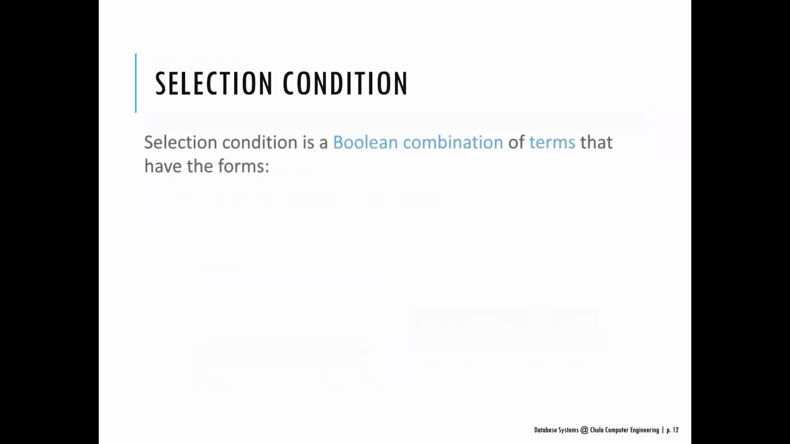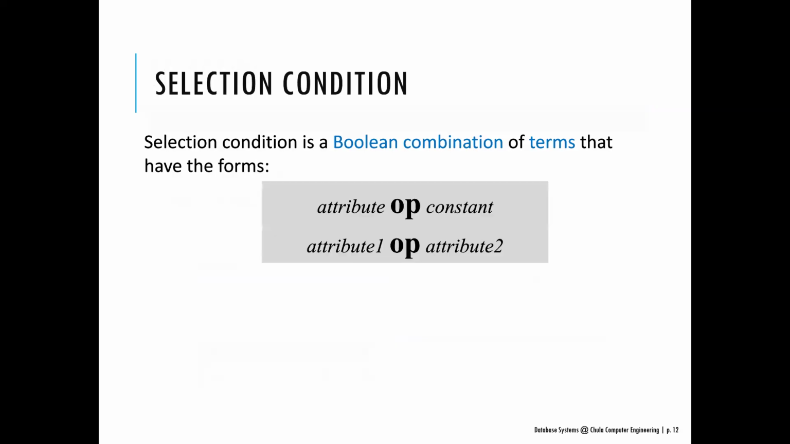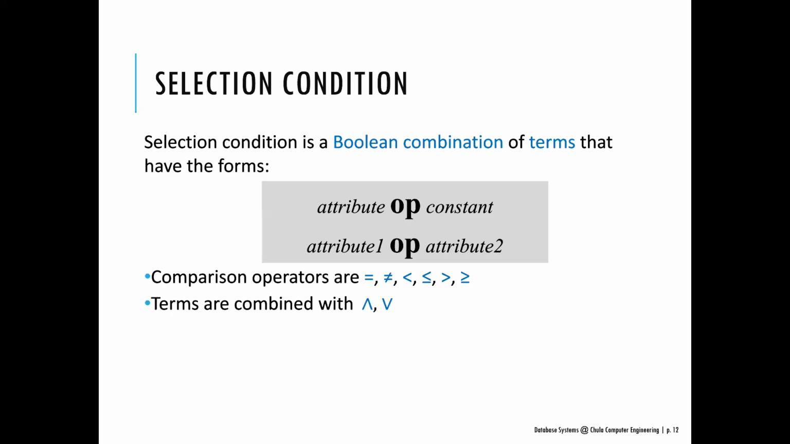Now, selection can also have some conditions, right? The condition you saw on the previous slide is greater than, but you can use any Boolean combination of terms that have the forms like attribute, operator, constant, or attribute 1, operator, attribute 2. And the comparison operator can be equal, not equal, less than or equal to, greater than or equal to. So any comparison operator there. And you can combine them with and, or, of course.